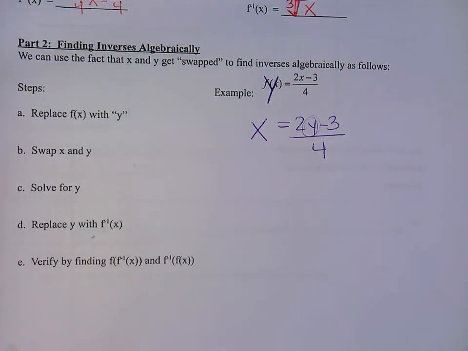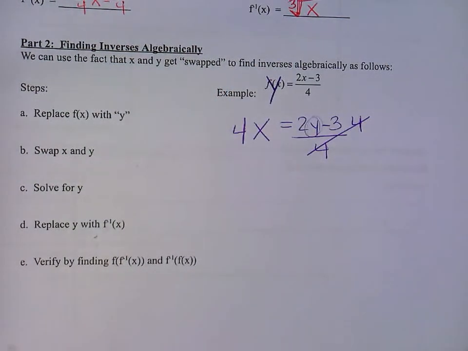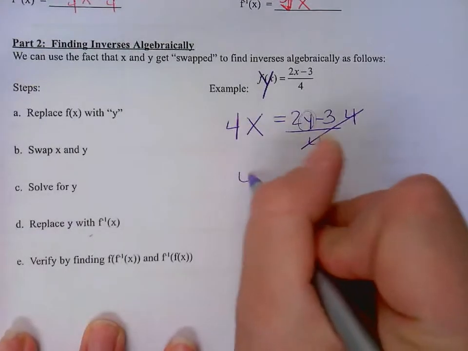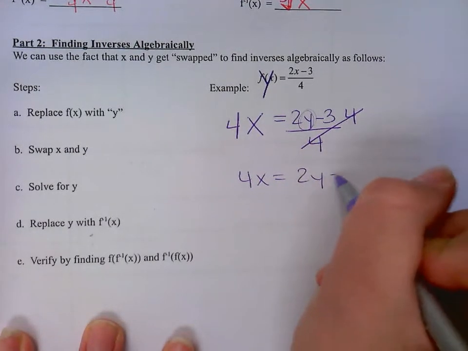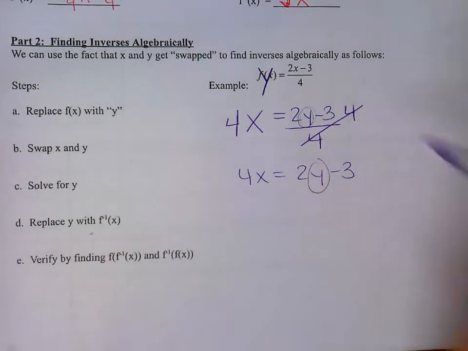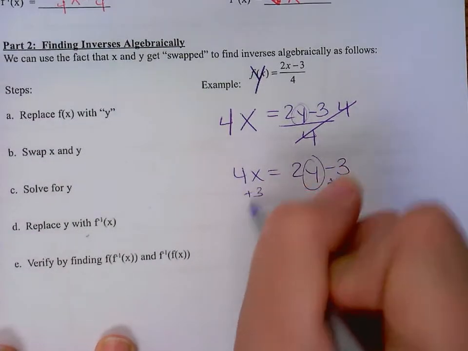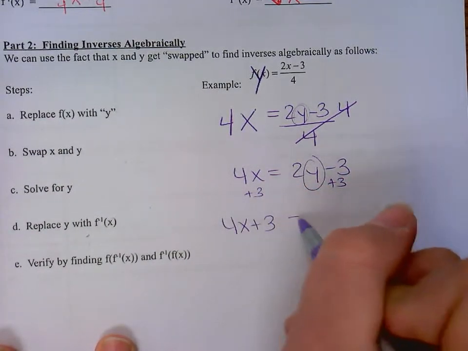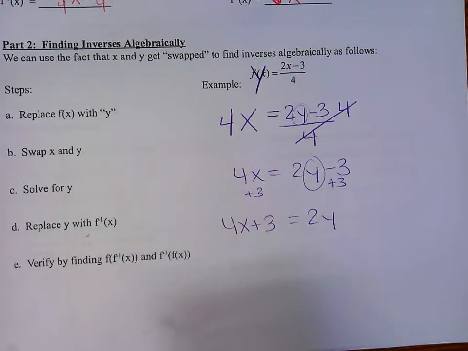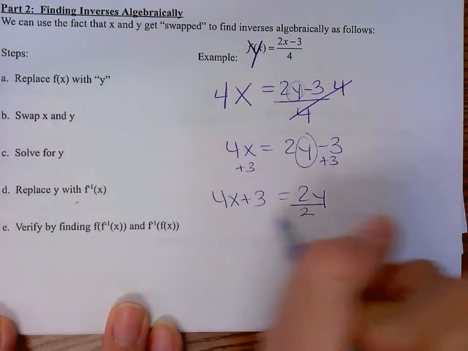First thing I would have to do is get rid of my denominator. So multiply both sides of the equation by 4 to get 4 out of the denominator. So now I have 4x equals 2y minus 3. So what would I do next? I want to get y by itself. So I need to add 3 to the other side. So 4x plus 3 equals 2y. And then the last step would be divide through by 2.